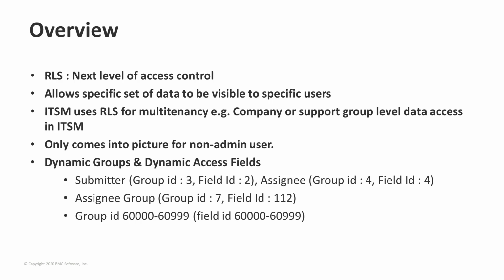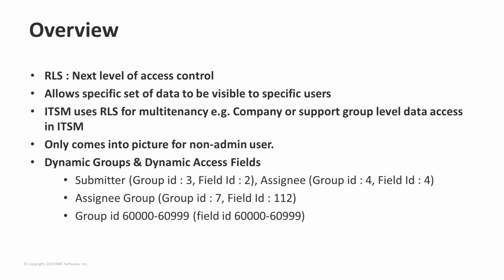Dynamic group is a concept where a user becomes part of that dynamic group based on the values in a specific field for a specific entry. There is a field on the form which corresponds to every dynamic group, which defines who is part of that group for that specific entry. This field is called the dynamic access field. Value in this dynamic access field can contain a username or a group or set of groups.